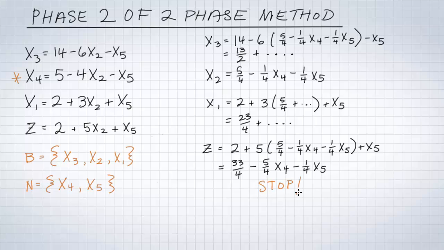So we have solved this problem. We ended the phase 2 method. We started with an infeasible solution, had artificial variables, got rid of the artificial variables, found the basic feasible solution, and then moved on from there to improve and move along the feasible region. And we found that the optimum solution is x2 equals 5/4 and x1 equals 23/4, for an objective of z equals 33/4. And that completes this operation.